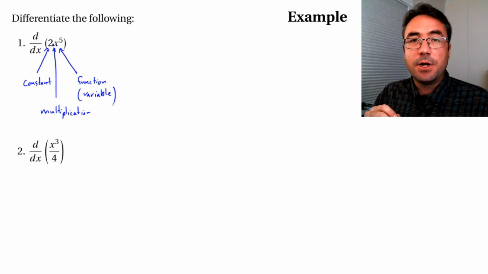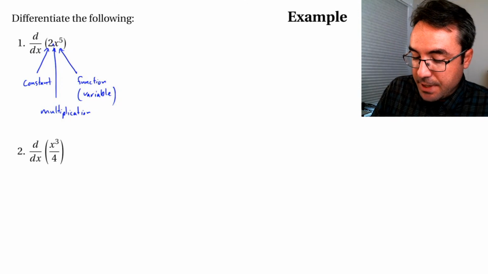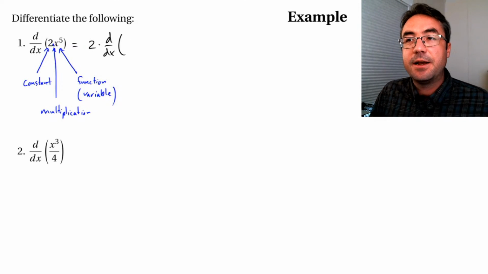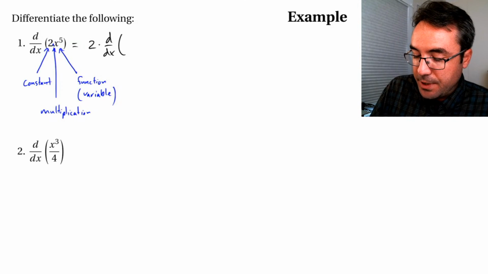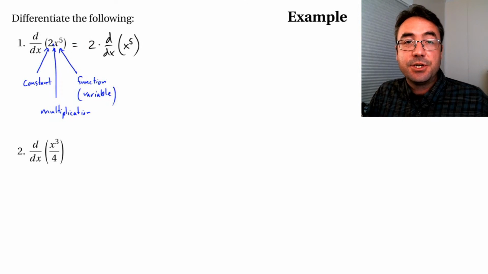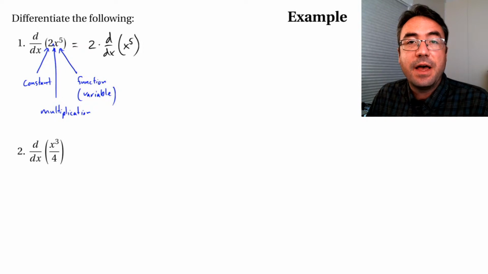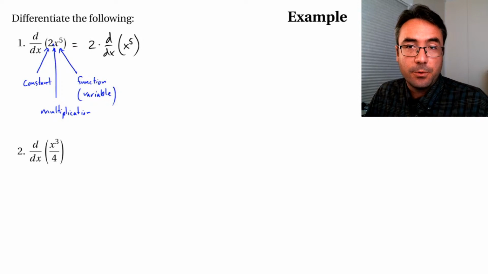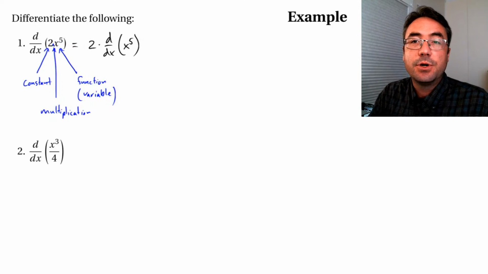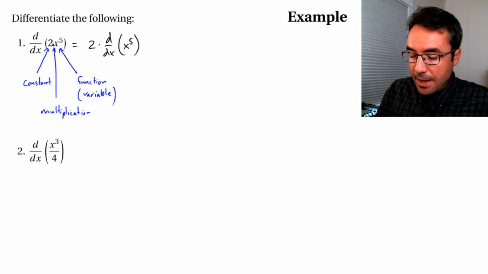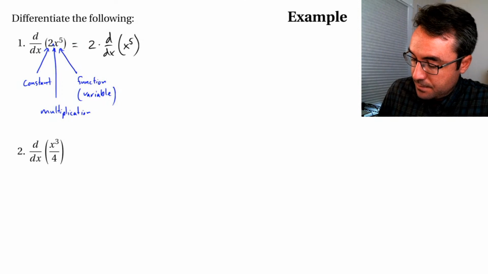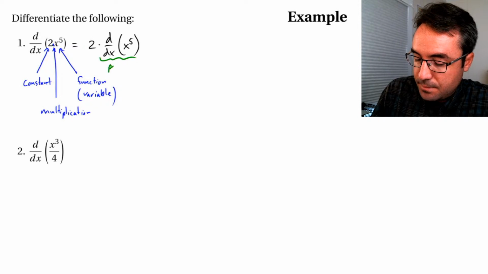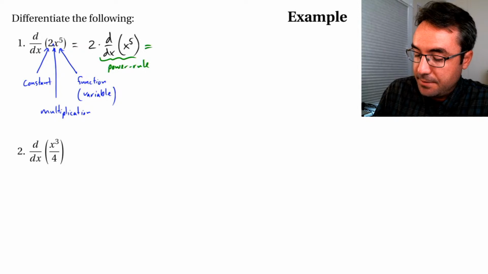So what this constant multiple rule says is we can bring that 2 in front of the derivative. We can move it outside of our derivative process. So we could really think of this instead as just 2 times the derivative of x to the power 5. So that's our constant multiple rule. We've moved that constant outside, put it in front. And then this is just the basic power rule now.